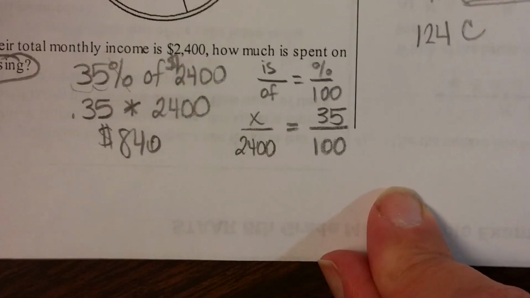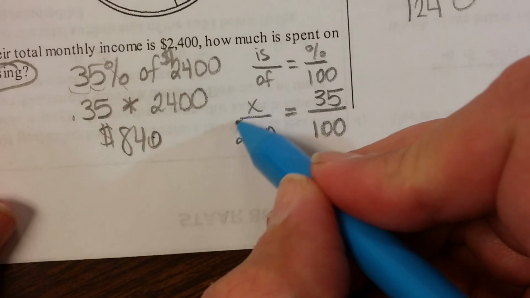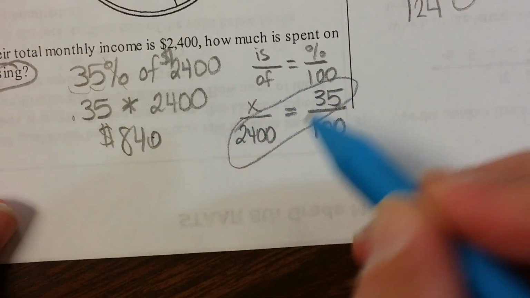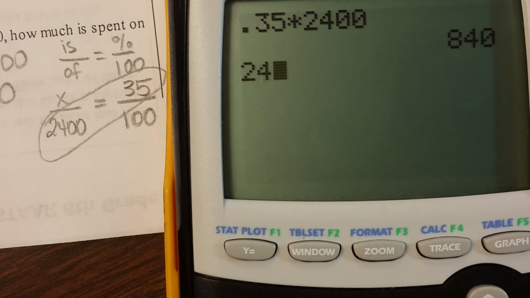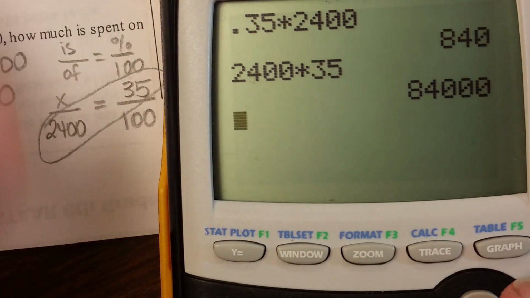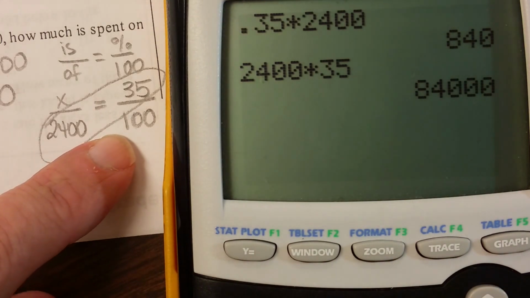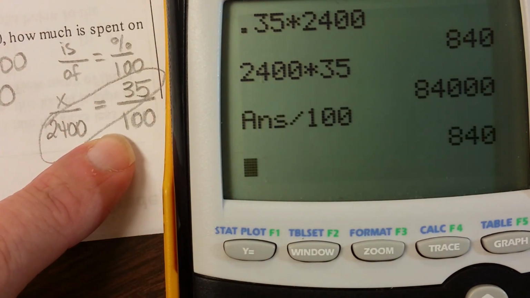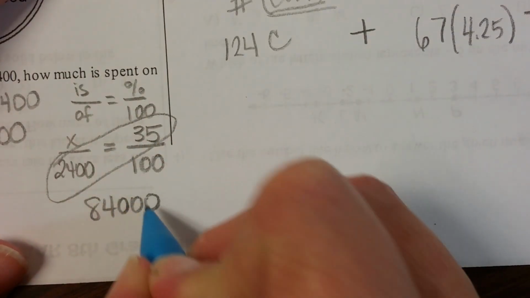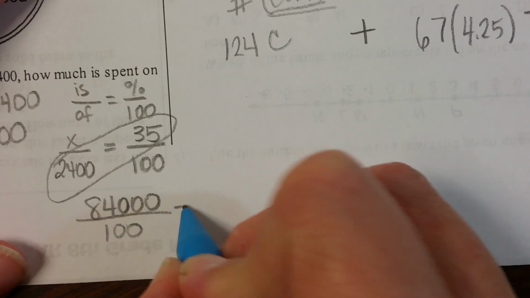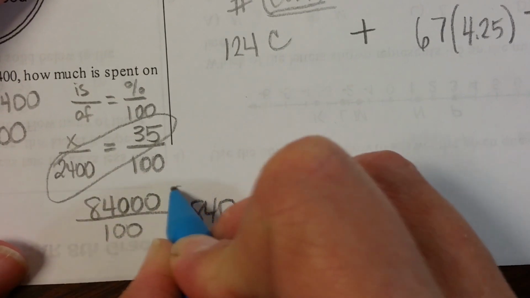We were taught several different ways we could solve this proportion. One of those is to cross multiply and divide. So we would multiply the two numbers across from each other. I'll do that on my calculator. I have 2,400 times 35. After I've multiplied those together, I want to divide by my other number, which is 100. So I'm going to divide by 100. So 840, got the same number again. So I'm going to write down those numbers. 84,000, and then I divided it by 100, which gave me 840.